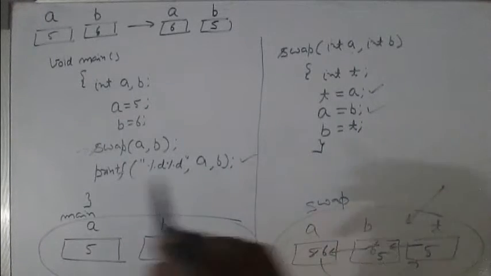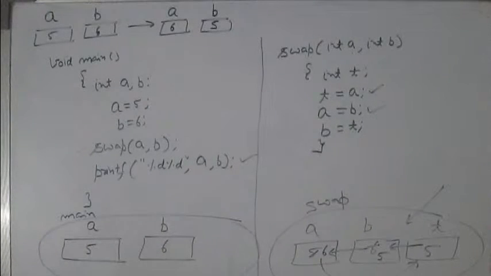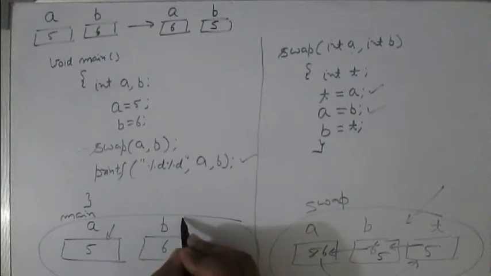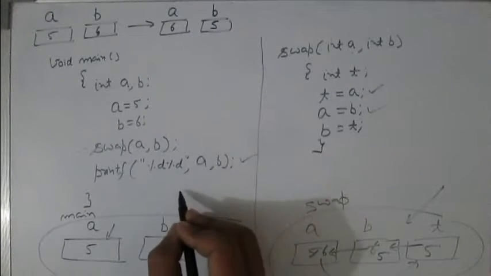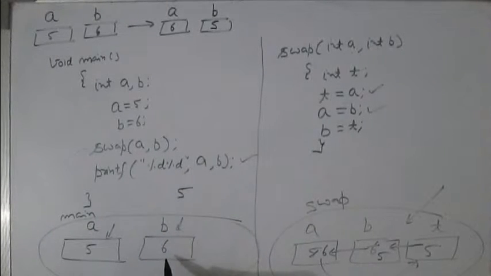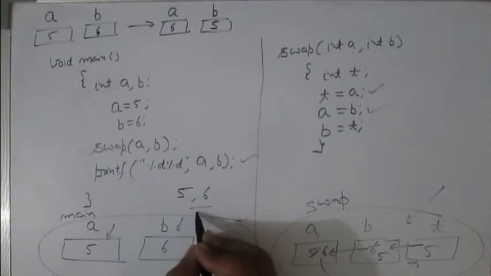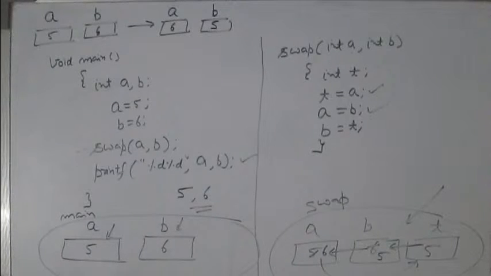When control comes back to the main function, this memory area becomes active and the values stored in these variables will be printed. In the place of A, it will print 5, and for B, it will print 6. So you can see that values are not swapped.